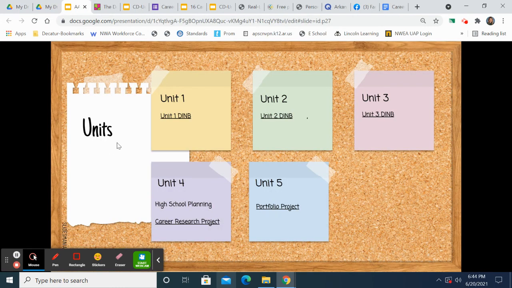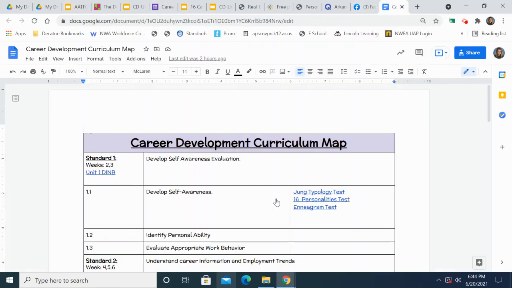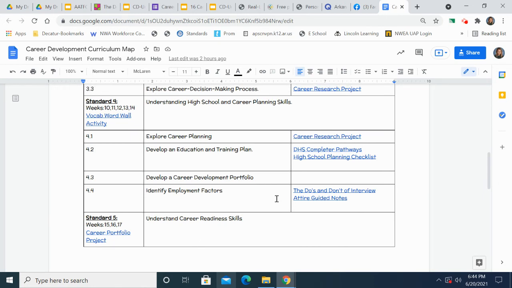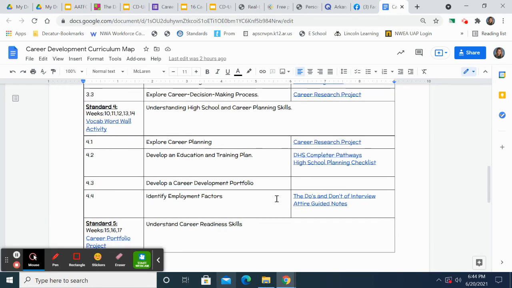Now, the other thing that I do in Unit 4 is my high school planning, which I'm going to pull up my curriculum map to show you. So, Unit 4 is understanding high school and career planning skills. We did our career research project to help with that career planning, but now we're doing the high school planning process. So what I do is I have students do a high school planning Google Sheets thing. Okay, I will show that to you. I don't know how to describe it.